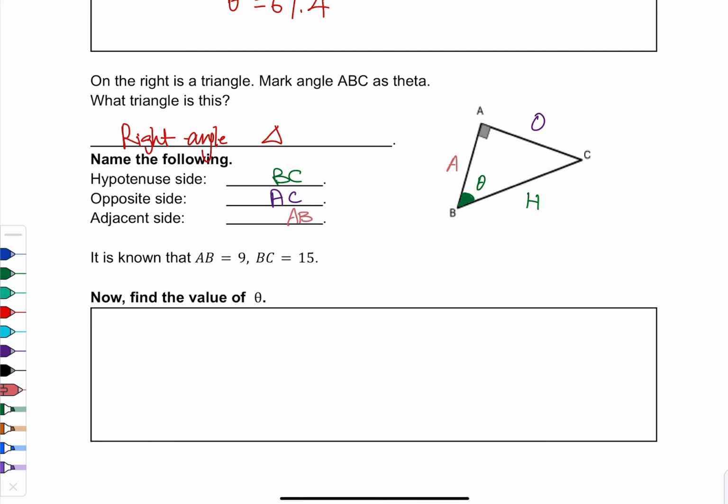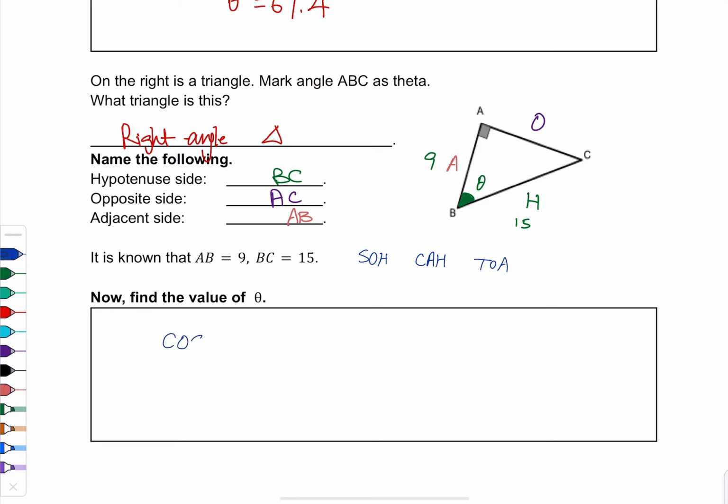Let's fill in the information. AB is 9, BC is 15. So I have A and I have H. Which one should I be using? Always give yourself this hint, SOH CAH TOA. And I have A, I have H. Which one should I be using? A and H, so cosine.